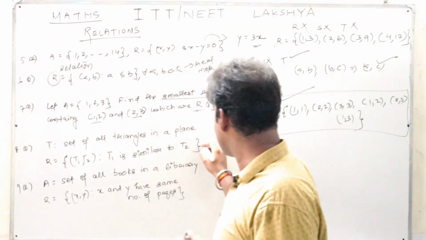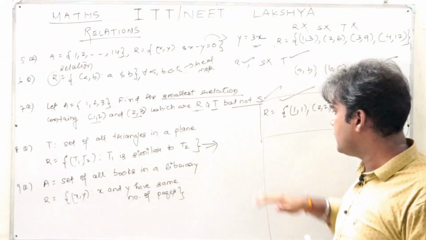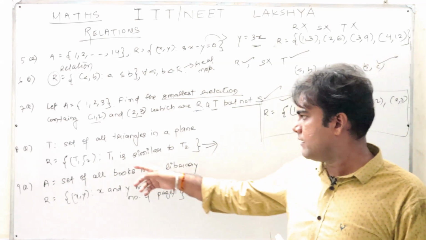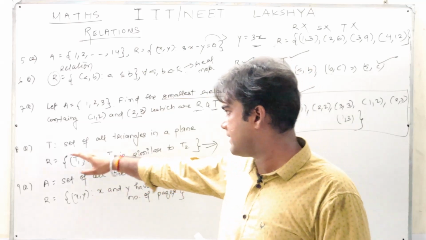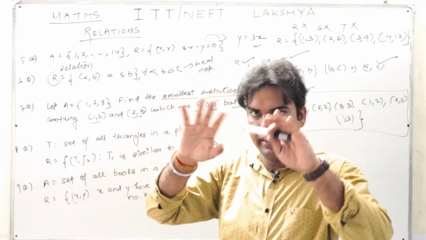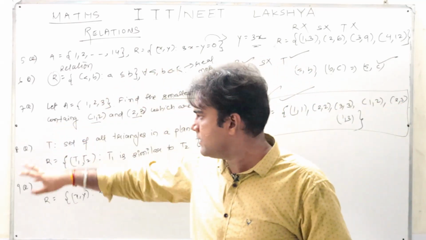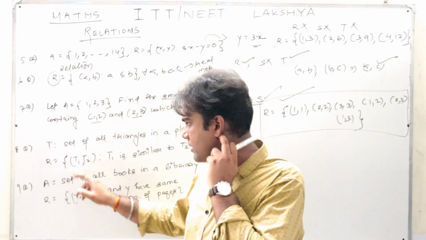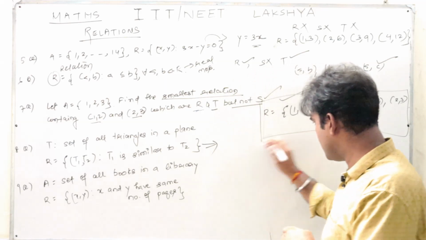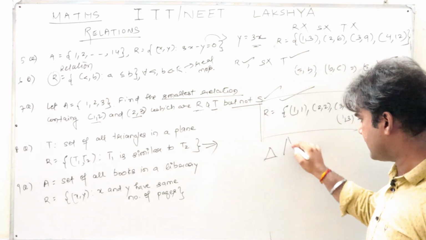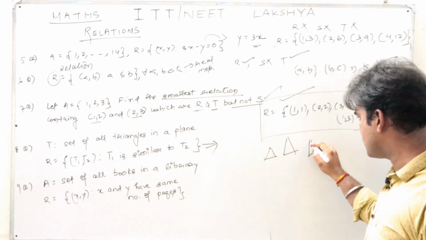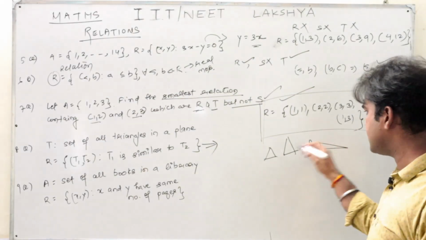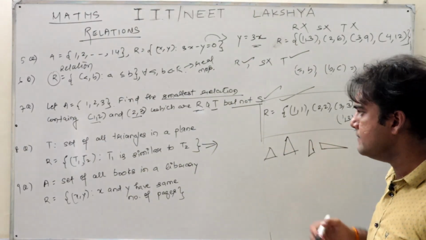Let us see question number 8. We have the set of all the triangles in a plane. T is the set of all the triangles in a plane. In a plane there are infinite triangles. That is your set T. Suppose this is your plane, and this triangle is there, this triangle is there, this triangle is there. Like this, infinite triangles are there in this plane.